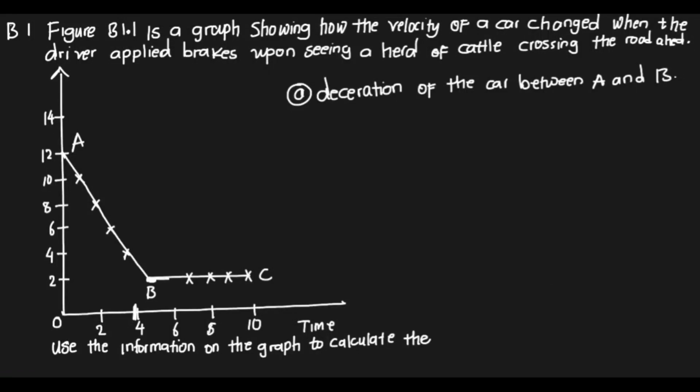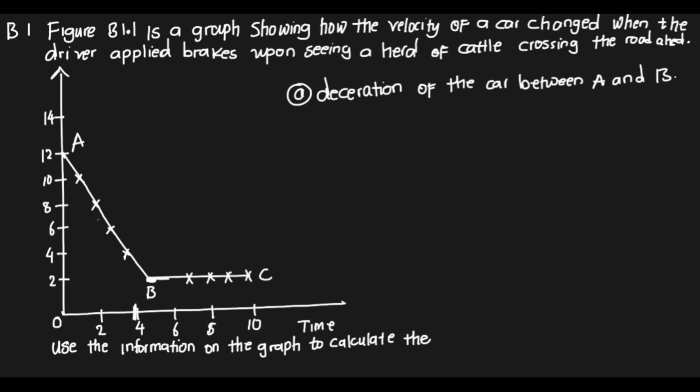In this video, we are going to look at the science paper 1 for 2019 internal. Now we'll just look at some questions from section B. So let's begin. Figure B1.1 is a graph showing how the velocity of a car changed when the driver applied brakes upon seeing a head of cattle crossing the road ahead.